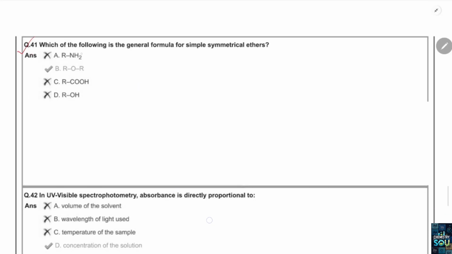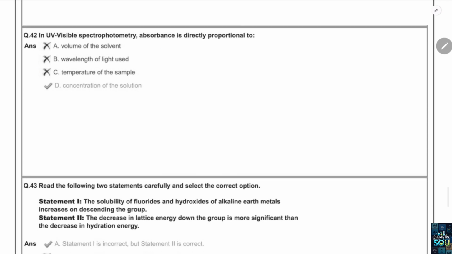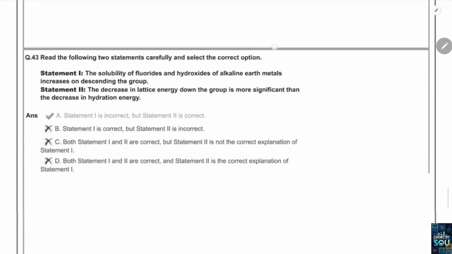In question number 41, which one of the following is the general formula for simple symmetrical ethers? So in simple symmetrical ethers, this group is present symmetrically at the ends and oxygen is in the middle, so option B is correct. In UV visible spectrometry, absorbance is directly proportional to. We know that according to Lambert-Beer's law, absorbance equals epsilon Cl and is directly proportional to the concentration. So option D is the correct answer.